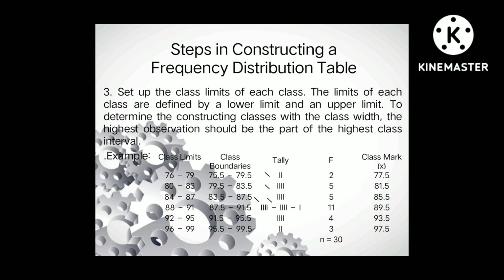Set up the class limits of each class. The limits of each class are defined by a lower limit and an upper limit. In constructing classes with a class width, the highest observation should be part of the highest class interval. For example, we have a class width of 4. Let's put 76 as the lowest, so 76, 77, 78, and 79. That is how we make our class limits.